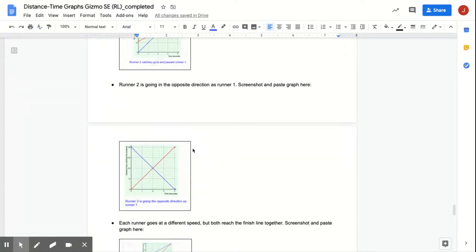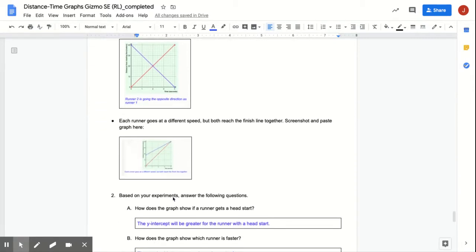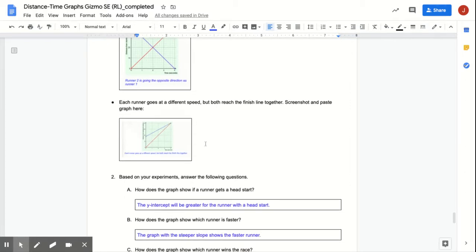Runner 2 is going in the opposite direction, so remember, direction is dictated by slope, so runner 2 has a negative slope, so therefore it's going in an opposite direction. And then each runner goes at a different speed but reach the finish line together. We have runner 2 starting ahead, but they do reach that 40-meter mark at the same time.